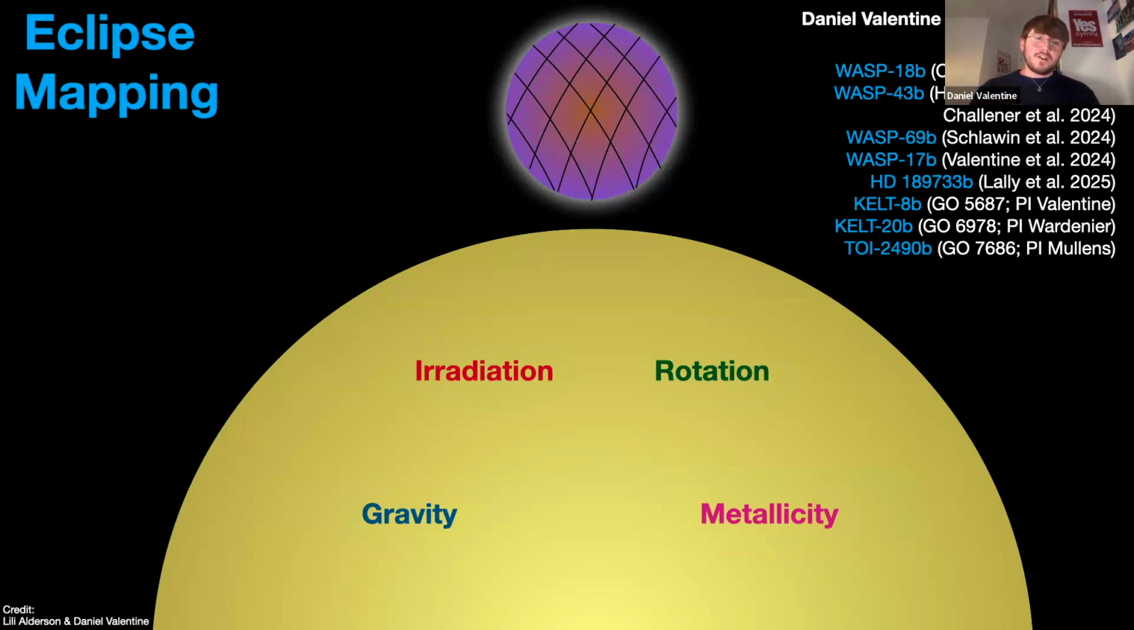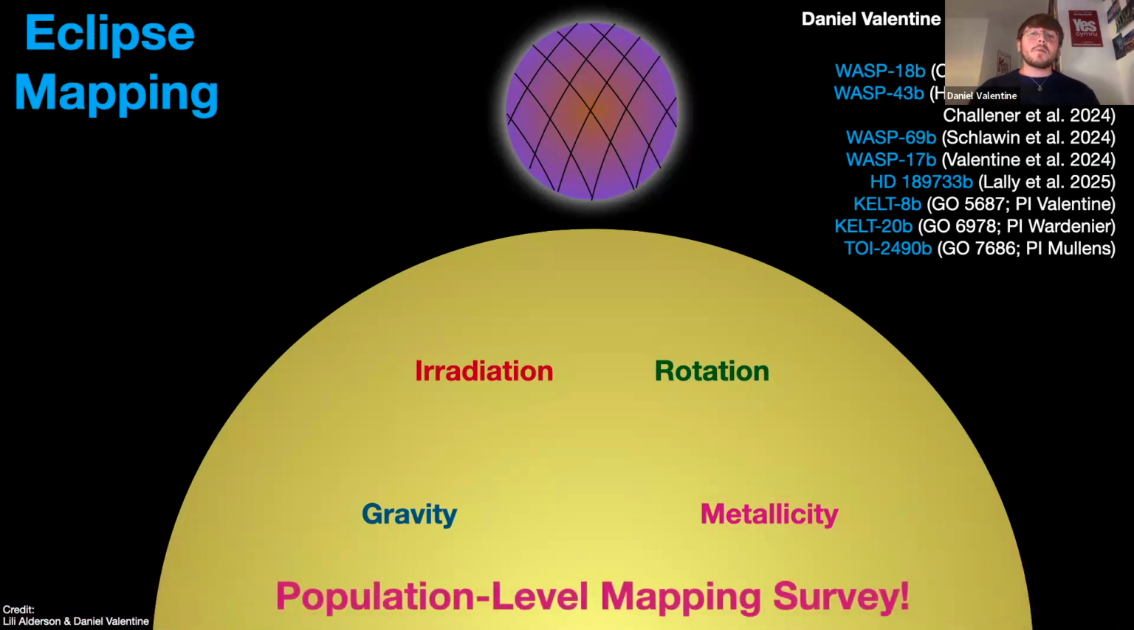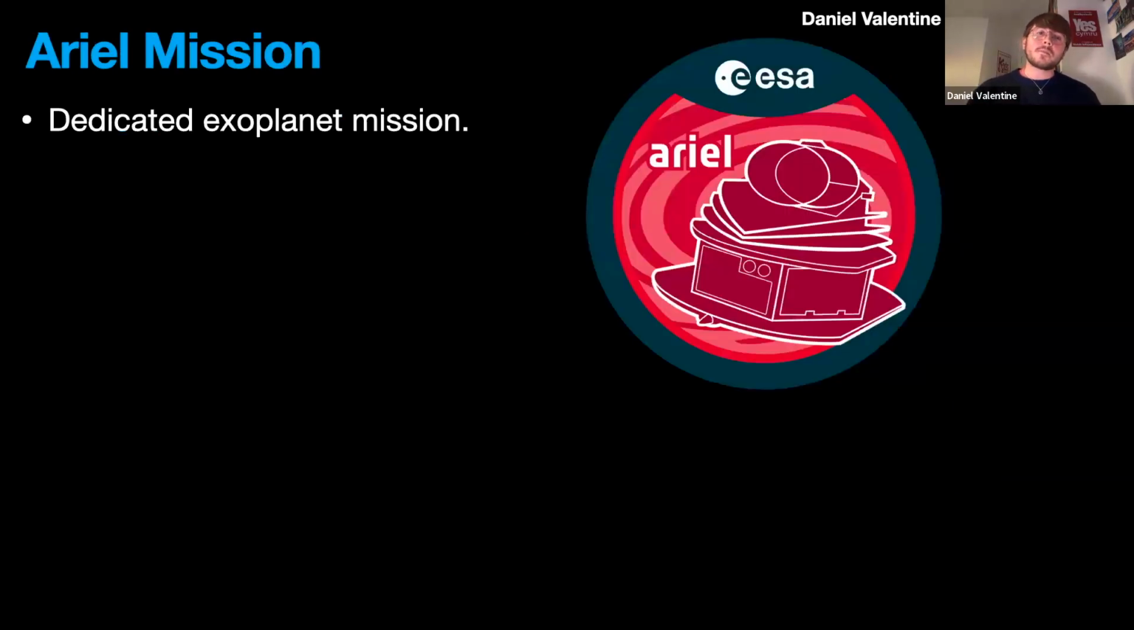So in short, shock, an observer asking for more data: we need a population level mapping survey, the likes of which JWST is just too time limited to facilitate. So what we need to do this is a dedicated exoplanet mission like Ariel.